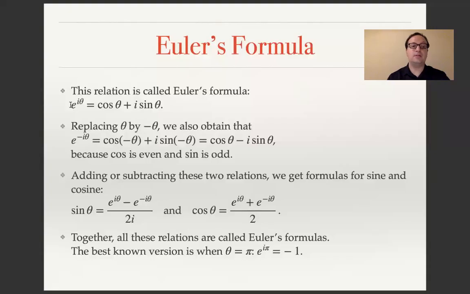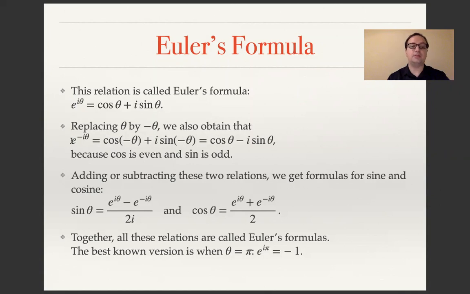This relation is called Euler's formula. e to the i theta is cosine theta plus i sine theta. And this goes both ways. We can compute e to the i theta in terms of cosine theta and sine theta, and we can also compute sine and cosine in terms of complex exponentials.